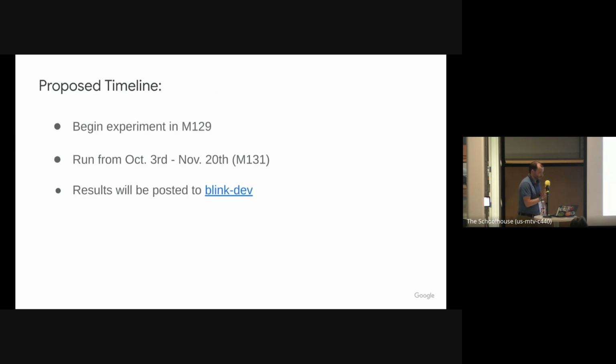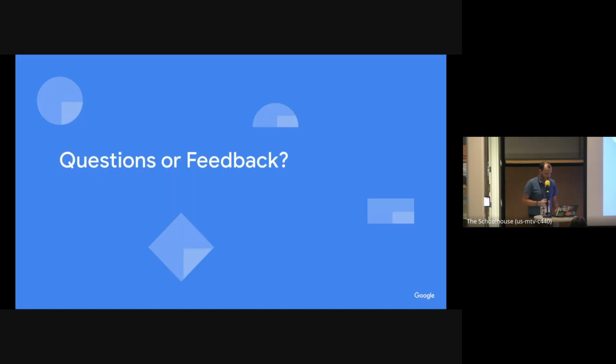So I mentioned we're experimenting with this. We launched the experiment to 1% of stable Chrome last week, and we plan to run for 6 weeks. The results of the experiment will be posted to BlinkOn, so we have a thread there. And I wanted to make sure I save time for questions.